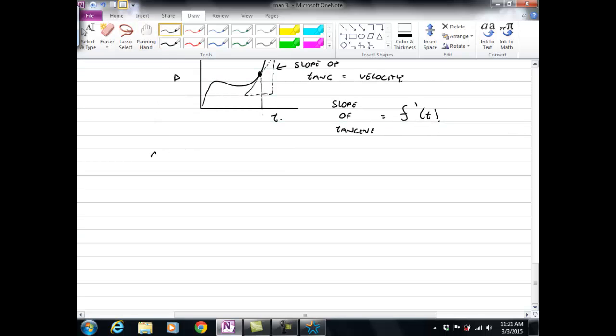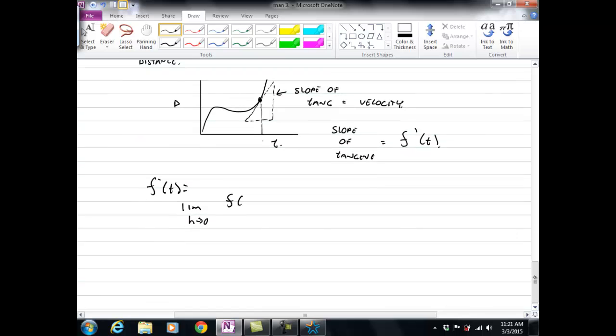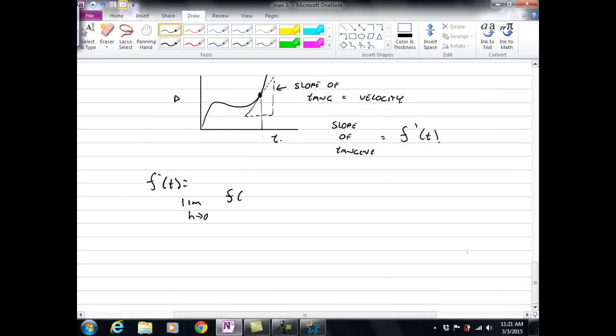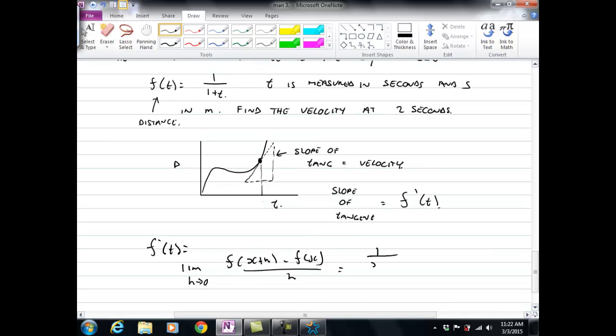So f prime of t equals, I'm going to use that formula again. The limit as h approaches 0 of f of x plus h minus f of x over h. I'm not going to do this whole entire thing because you should know it by heart by now. Plug it in and you should have 1 over x plus h minus 1 over x, all over h.